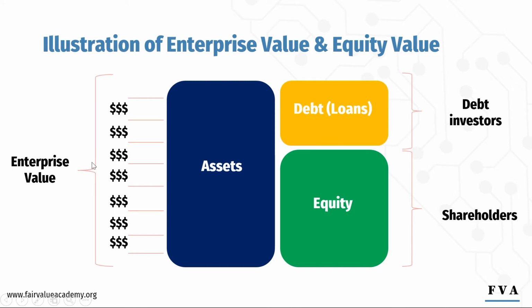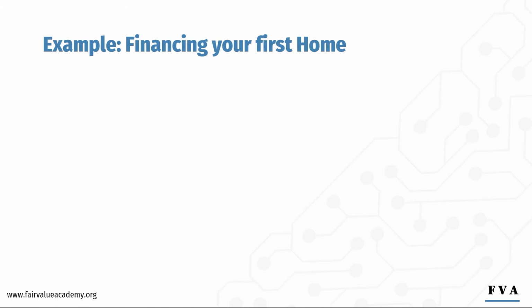So in summary, enterprise value is the whole value of the business, that is the value generated by all of the assets, whereas equity value is the value attributable only to the shareholders after paying out the debt holders. I will illustrate the difference between enterprise value and equity value using a simple example.